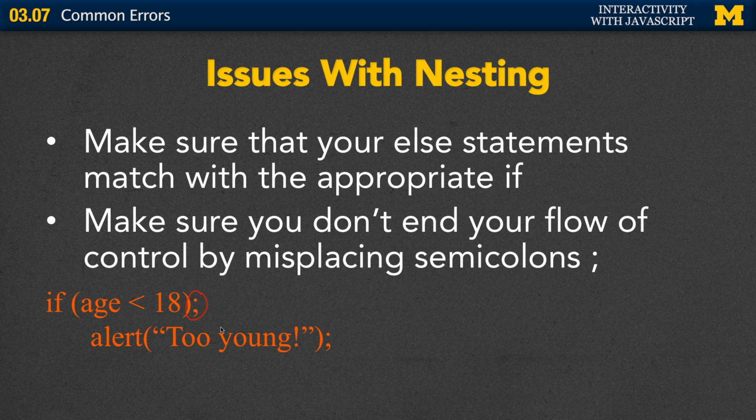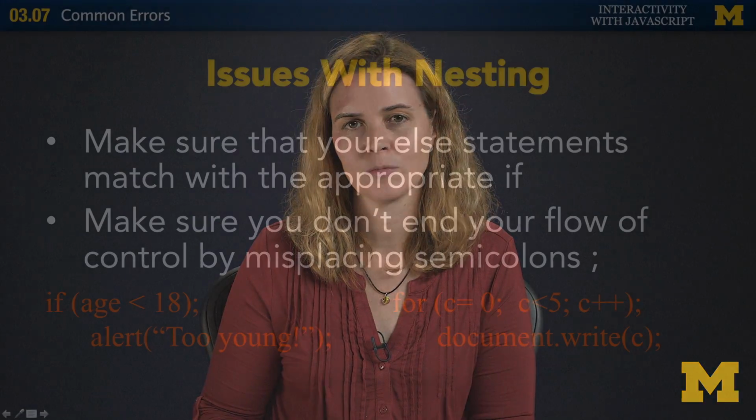If you remember, computers ignore indentation. So while it looks really good and it looks like you're saying, if this is true, do that, it's not going to work. This semicolon right here is really bad. It counts as a statement. So what you're really saying right here is, if age is less than 18, do nothing, and then it'll immediately go down to the next line. It's always going to say too young.